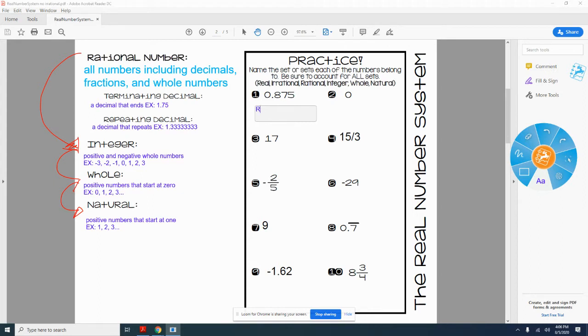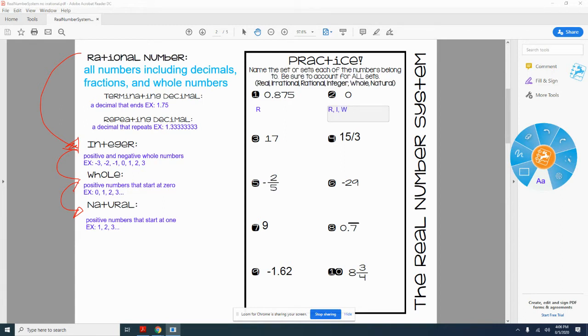So for example, look at number 2, which is 0. Go to the definition of rational numbers: all numbers, including decimals, fractions, and whole numbers. Well, 0 is a number, so it is rational. So I'm going to put my R. Now that I said yes to rational, I need to go down and look at the word integer: positive and negative whole numbers. Well, is 0 a whole number? Is it on that number line in the example that I gave you? Yes, it is. So it is an integer, and I'm just going to put an I. Then since I said yes to integer, I'm going to go down to whole number: positive numbers that start at 0. Well, that is 0, so it qualifies as a whole number.